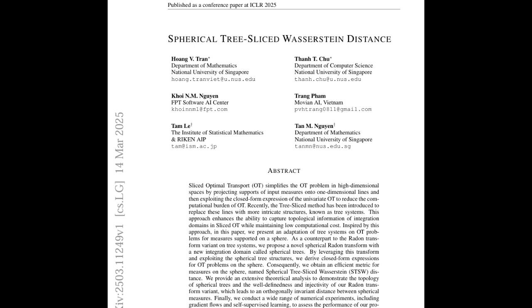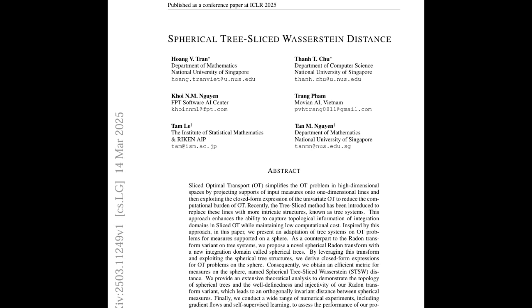So in practice, when we have a set of data points on a sphere, how do we compute this STSW distance? For discrete data, which is what we usually have, we use something called Monte Carlo sampling.